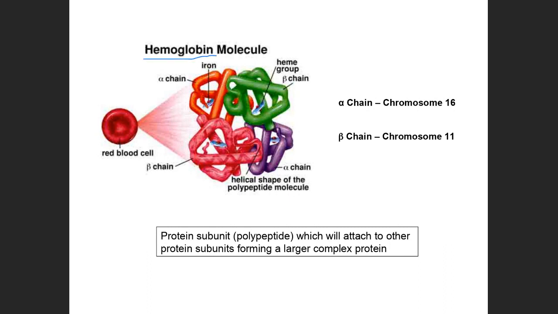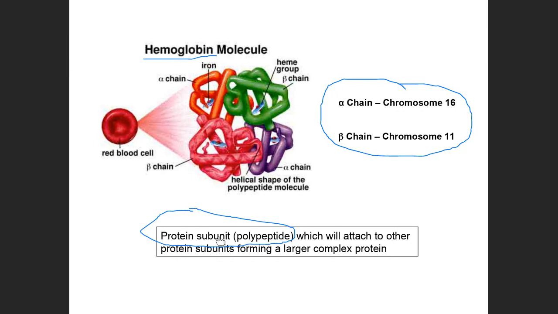There are actually two genes responsible for forming the majority of a molecule known as hemoglobin. One of the genes, its locus is on chromosome 16, the alpha chain gene. The other gene, the beta chain gene, its locus is on chromosome 11. And what scientists discovered is that when gene expression occurs involving these two genes, it doesn't result in what they call proteins or active proteins. It results in what they call protein subunits.